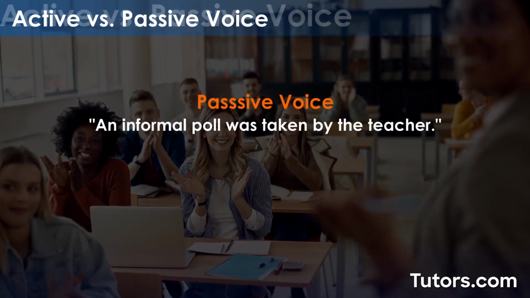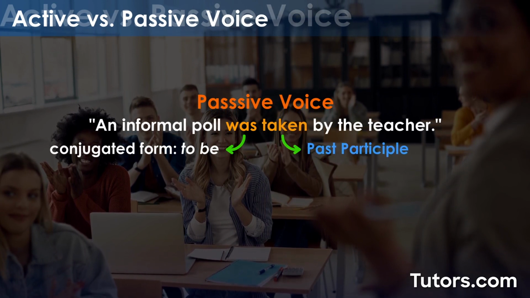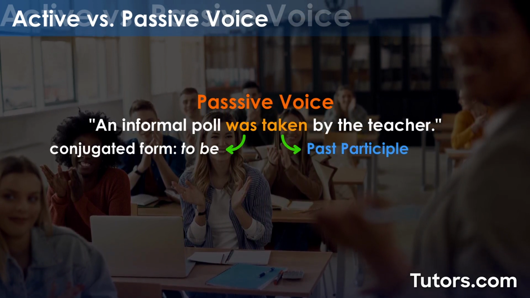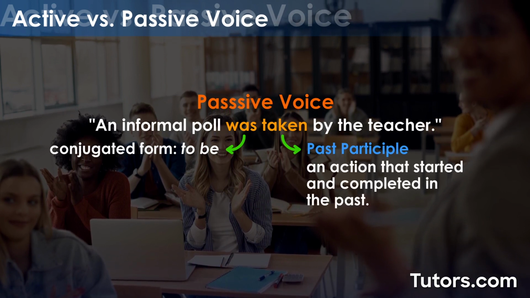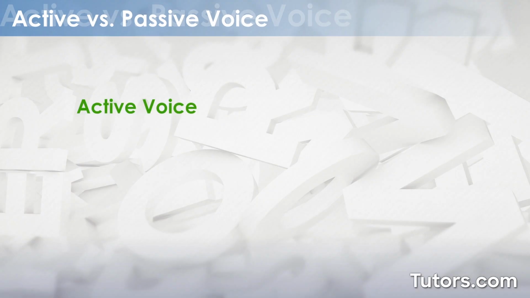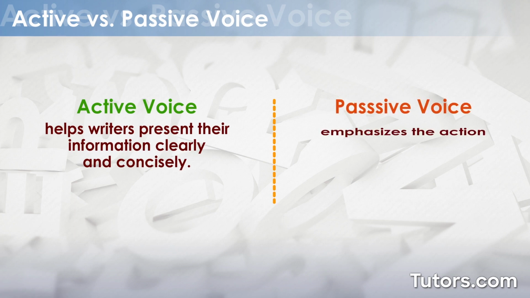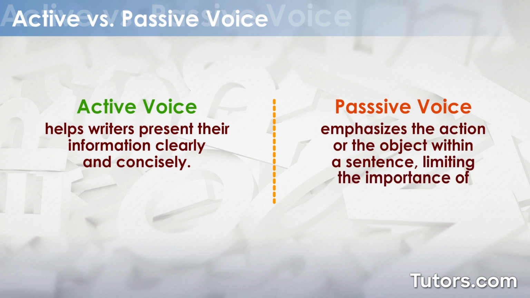Sentences in the passive voice contain a conjugated form of to be and the past participle form of a verb. Past participle refers to an action that was started and completed in the past. Active voice helps writers present their information clearly and concisely. Passive voice emphasizes the action or the object within a sentence, limiting the importance of the subject.